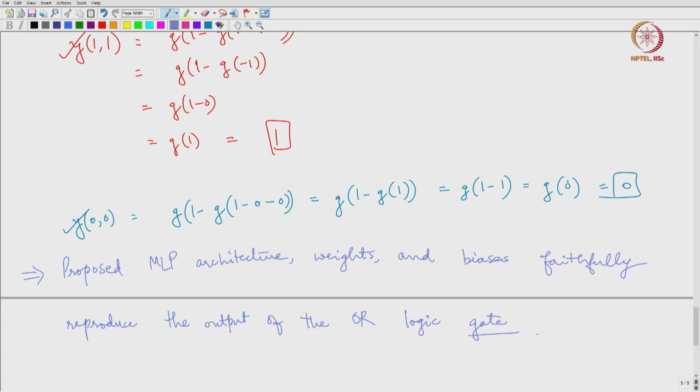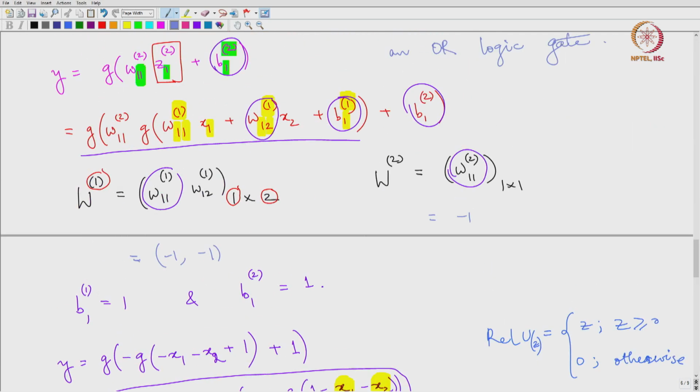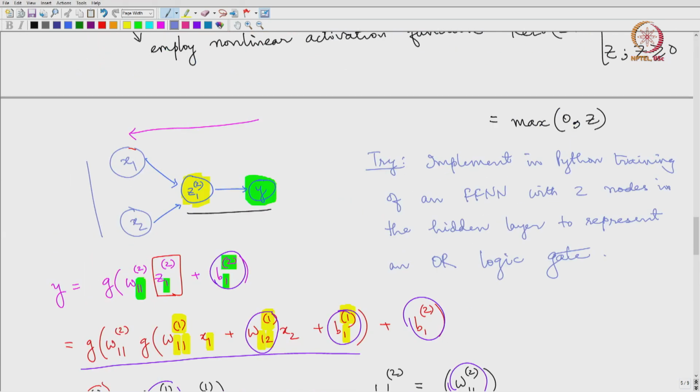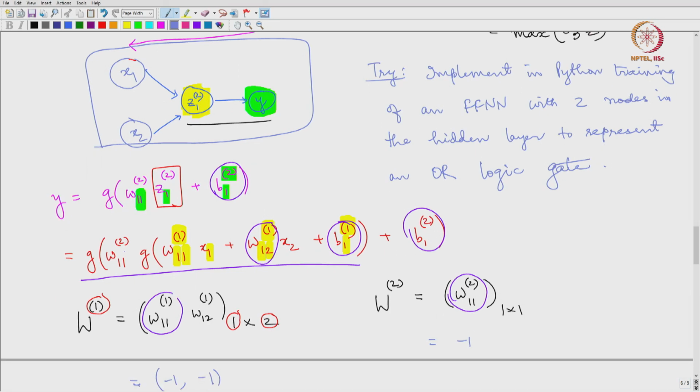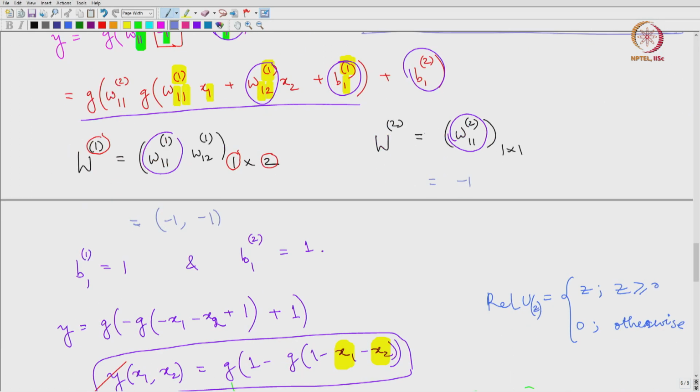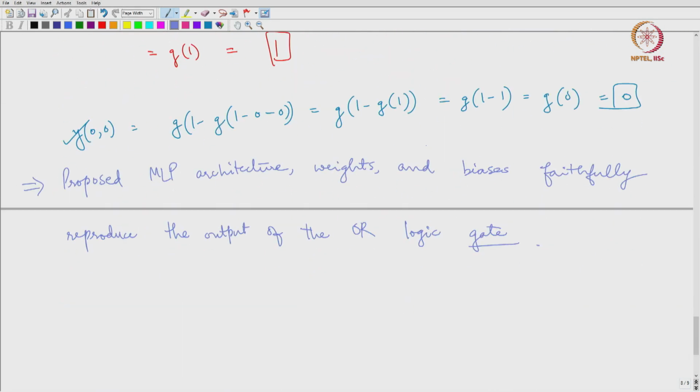Okay. Now I encourage you to try to represent other logic gates like AND, NAND, NOR, XOR and so on also as a neural network. It is a fun exercise. You can do this analytically, but you can also implement this in Python like I have suggested here. You should be able to do that after a few lectures when we have a tutorial on implementing neural networks in Python.